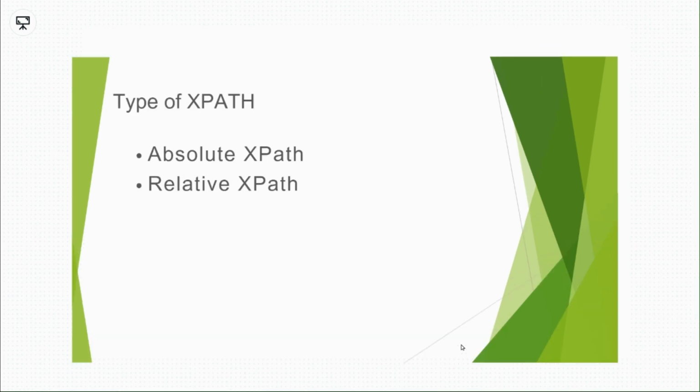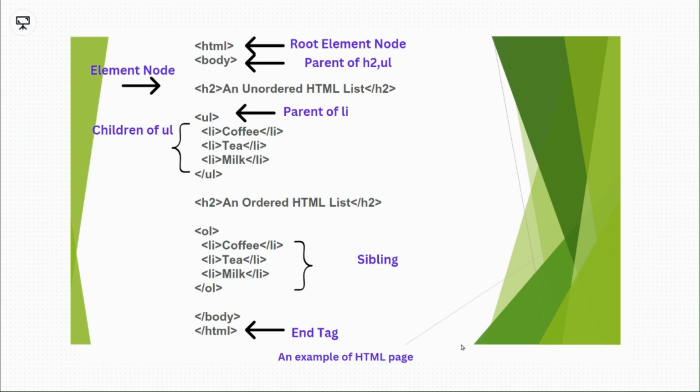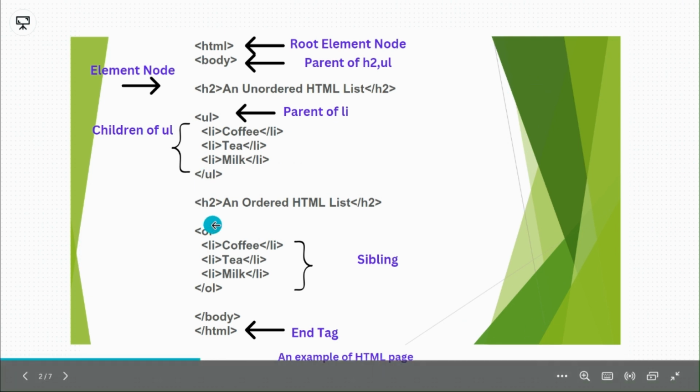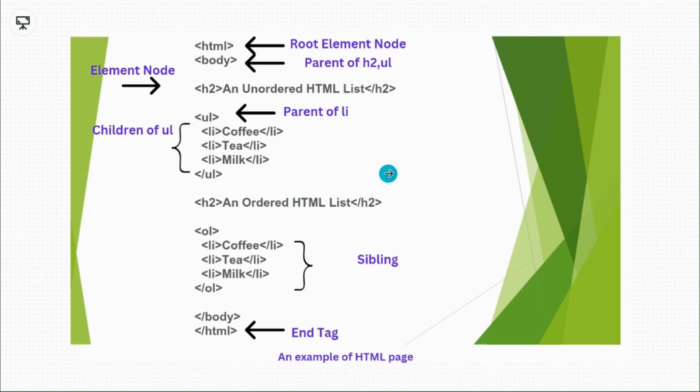Let's go back to our HTML DOM. So if we have to use absolute XPath, it will start from the root node and go to the target node. For example, my target node is li coffee under ol. So what would be my absolute XPath here?